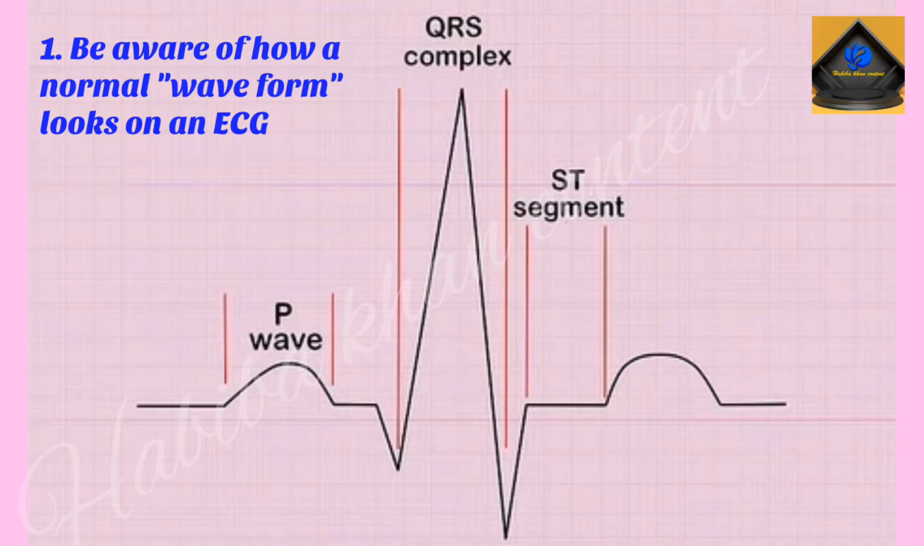Be aware of how a normal waveform looks on an ECG trace. This will allow you to determine what area of the ECG represents one heartbeat. From the length of a heartbeat on the ECG trace, you will be able to calculate the heart rate. A normal heartbeat contains a P wave, a QRS complex, and an ST segment. The one you will want to pay particular attention to is the QRS complex, as this is the easiest one to use to calculate heart rate.